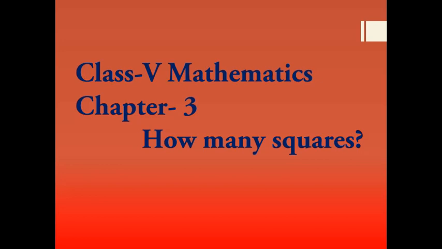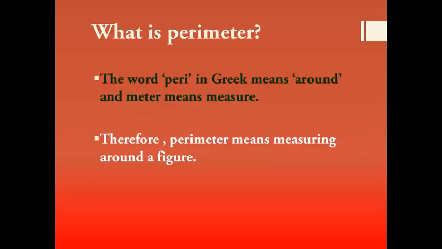Today we are going to start chapter 3 from the NCERT book How Many Squares for class 5. Our first topic from this chapter is what is perimeter. The word peri in Greek means around, and meter means measure. Therefore, perimeter means the measuring around a figure.